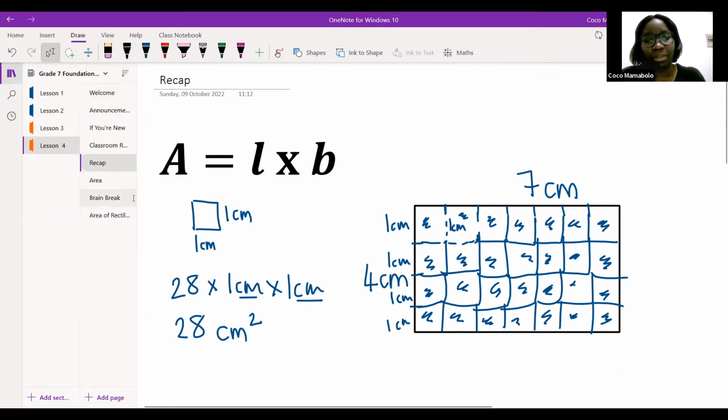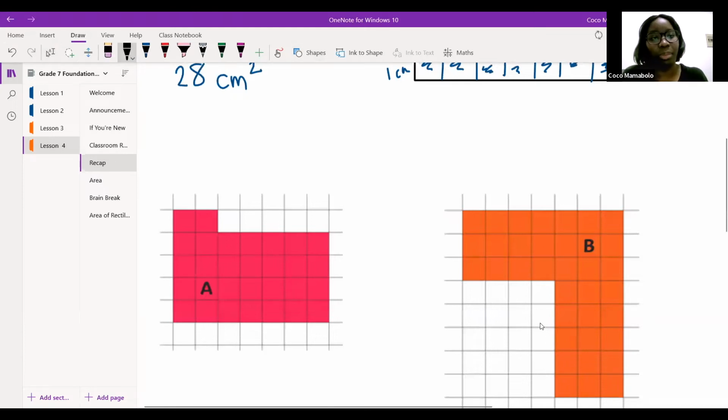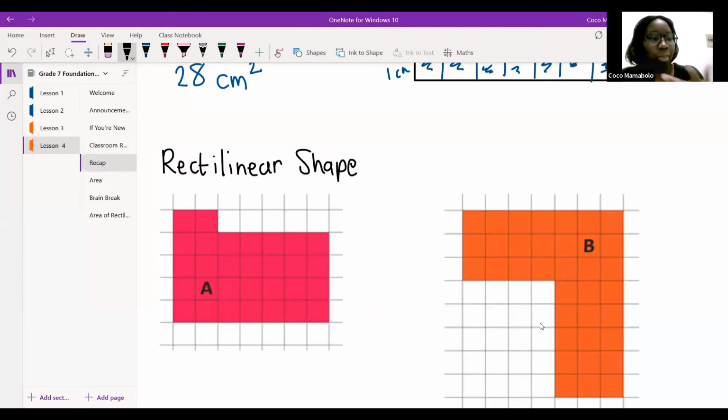But what happens if I give you something like this? It's a rectilinear shape. For those of you who are coming for the first time, the reason we call it a rectilinear shape is because it's made up of rectangles. Now, if each of these squares is 1 centimeter by 1 centimeter, how many squares do I have? Because that will tell me what the area is.